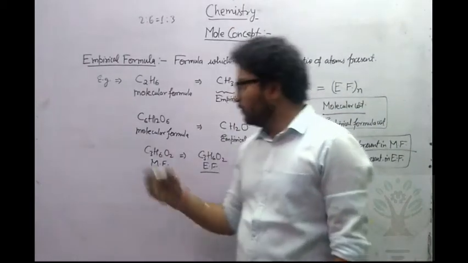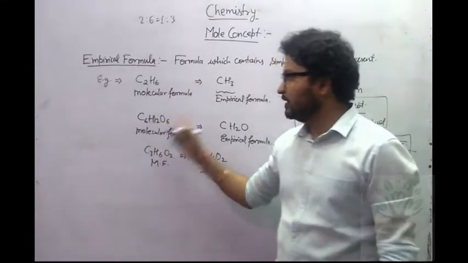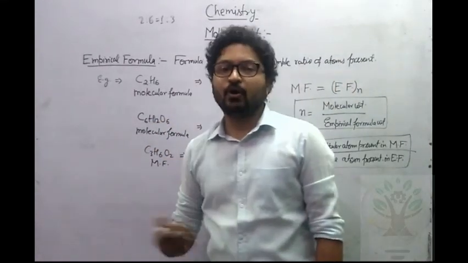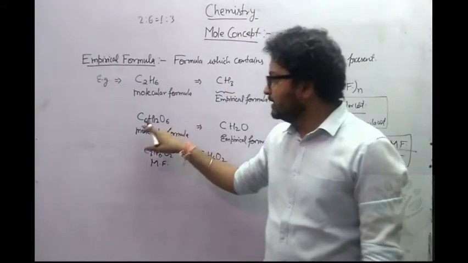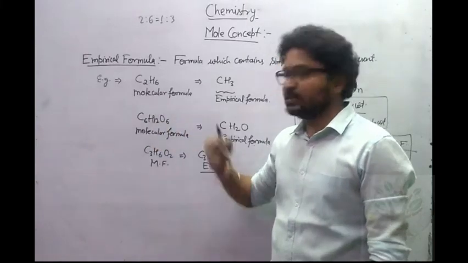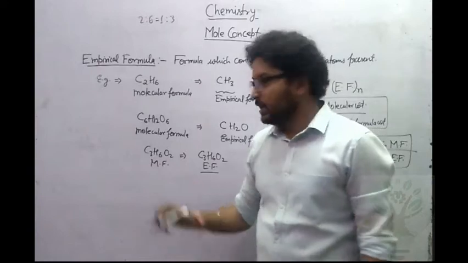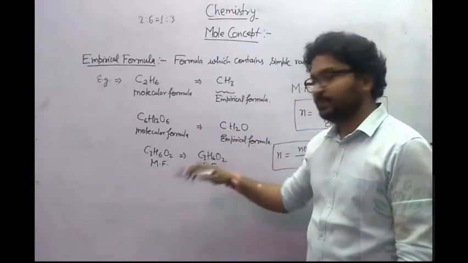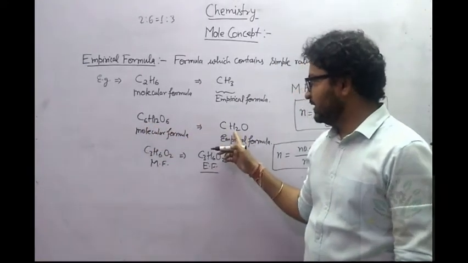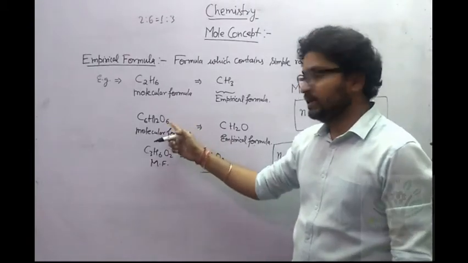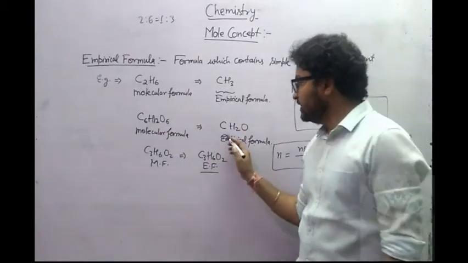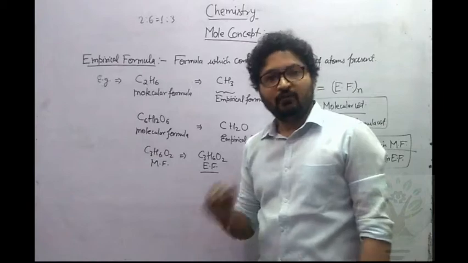Okay. Take one more example. Let's say C6H12O6. It is glucose or fructose. Here 6 carbon, 12 hydrogen and 6 oxygen are present. If I divide this entire formula by 6, how many carbon will I get? 1. 12 divided by 6, how many hydrogen? 2. 6 divided by 6, how many oxygen? 1. So CH2O will be called the empirical formula.